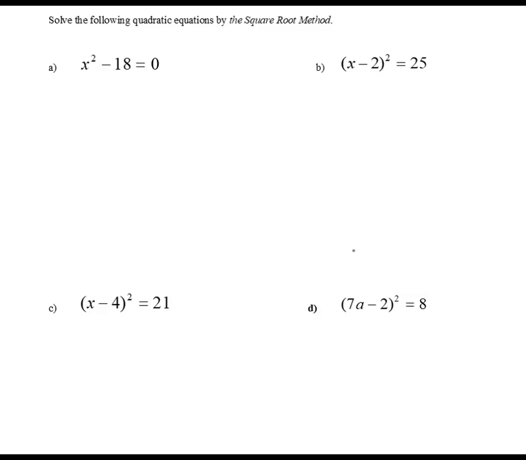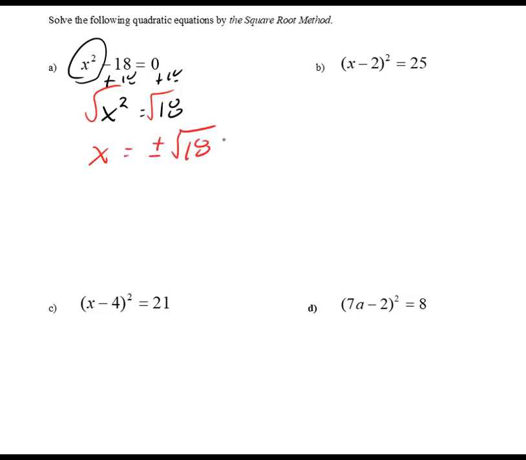We want to solve the following equations by the square root method. So that means we want to write the equation as a perfect square equaling a number. So this term is our perfect square term, so we'll add 18 to both sides. And I have x squared equals 18. So then we'll apply the square root property, taking the square root of both sides. We would get x equals plus or minus the square root of 18.